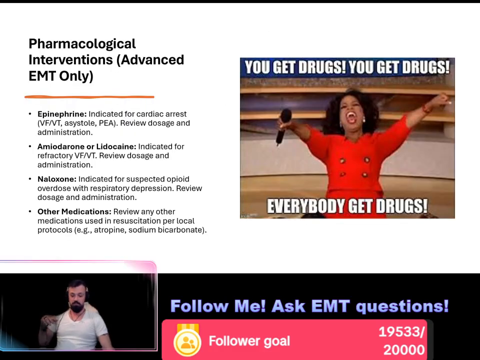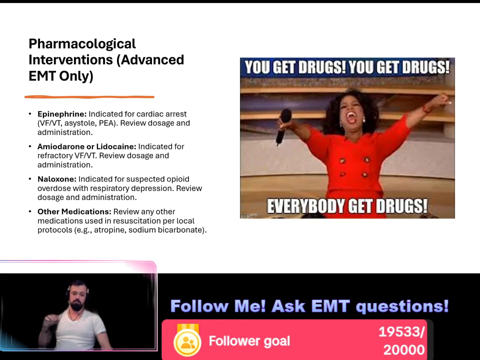Okay. As an AEMT, there are medications you can help administer. Depends on your local protocols. The two most common drugs you will administer as an AEMT are epinephrine and amiodarone or lidocaine. I see amiodarone more so. Epinephrine dose, the first initial dose will be 1 milligram of epinephrine.